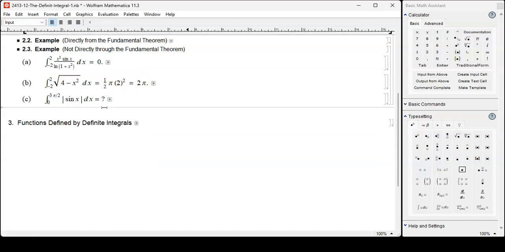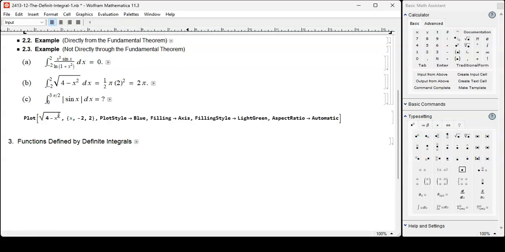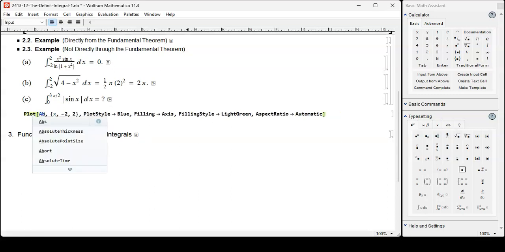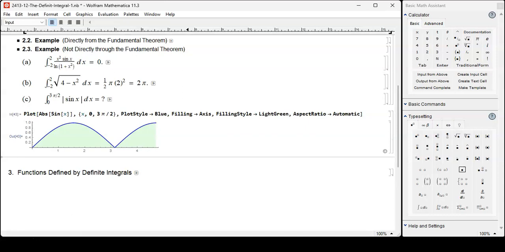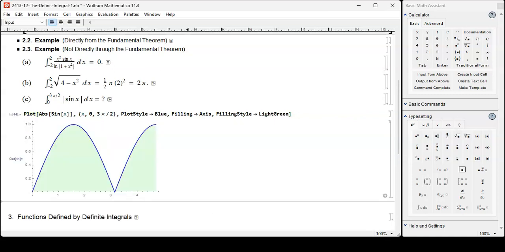Okay, how about the next problem here? Well, again, let's use the graphical method. The absolute value of sine of x, going from 0 to 3 pi over 2. Okay, here's a graph, and the true scale is a bit too squished. Okay, all right, about that.